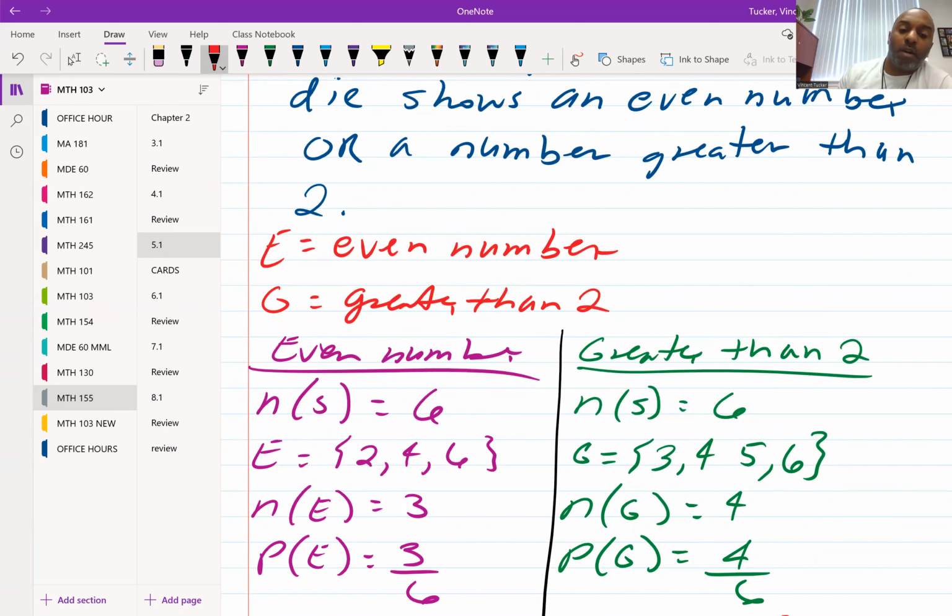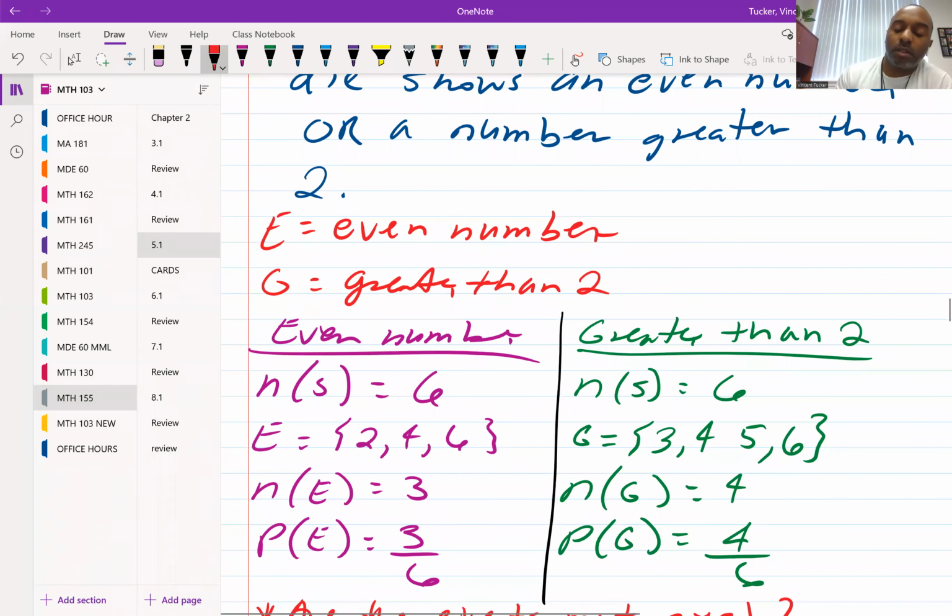The number of outcomes in my event E is 3 because there are 3 even numbers, 2, 4, and 6. So the probability of getting an even number would be 3 out of 6. Then the numbers that are greater than 2 are 3, 4, 5, 6. So that's going to be 4 out of 6.